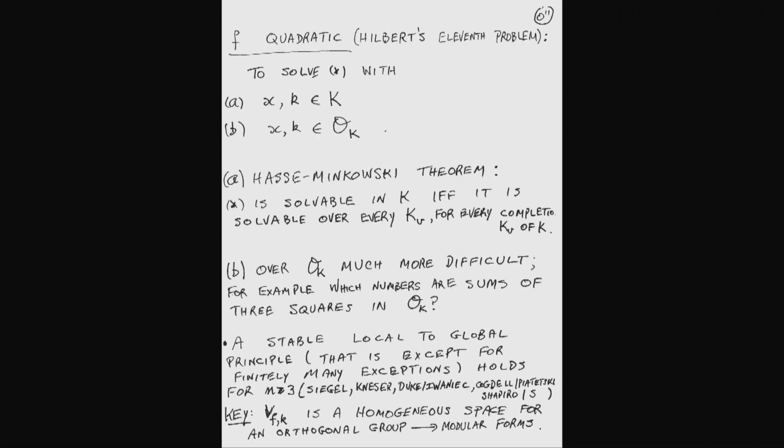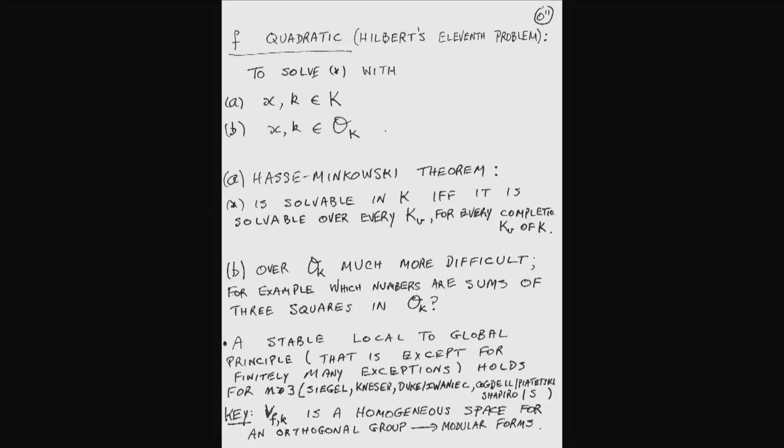But as I say, you can stick to Q. That is, in fact, Minkowski's case. If and only if you can solve it locally over every localization of the field. So over Q, this would mean solving it over the p-adics. If you can solve it over the reals and the p-adics, you can solve it globally. So it's as good as it gets from a local to global principle.